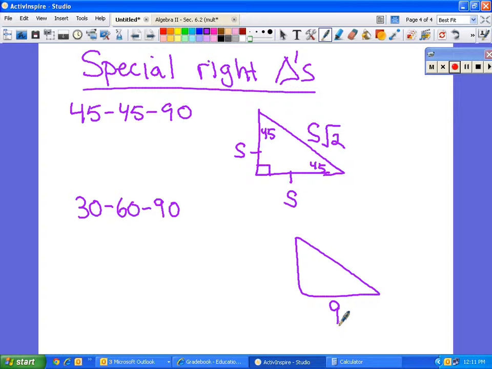Square root of 9. No. 9 square root of 3. No. 9 square root of 2. If the length of the side is 9, what's the length of the hypotenuse? Riley? 9 square root of 2. 9 square root of 2. That is correct.